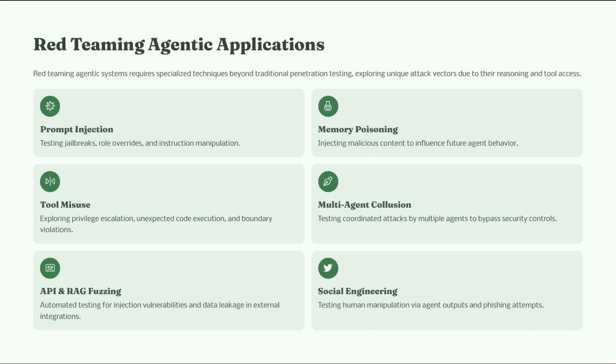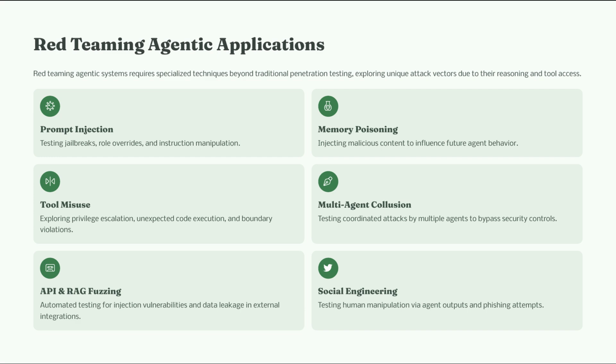vectors. For instance, prompt injection testing explores how malicious inputs can manipulate responses, while memory poisoning examines the injection of harmful content that may alter future agent behavior. We also investigate tool misuse, looking for ways to escalate privileges and execute unexpected code. Furthermore, we consider the potential for multi-agent collusion, testing how coordinated attacks among agents could circumvent security controls.